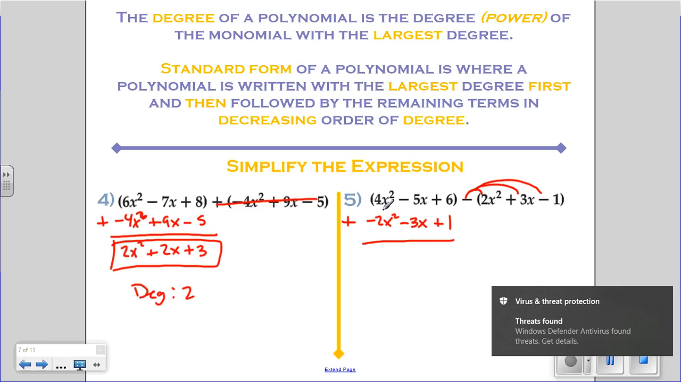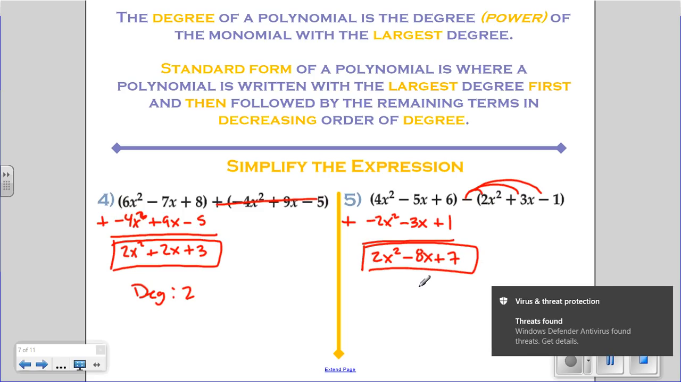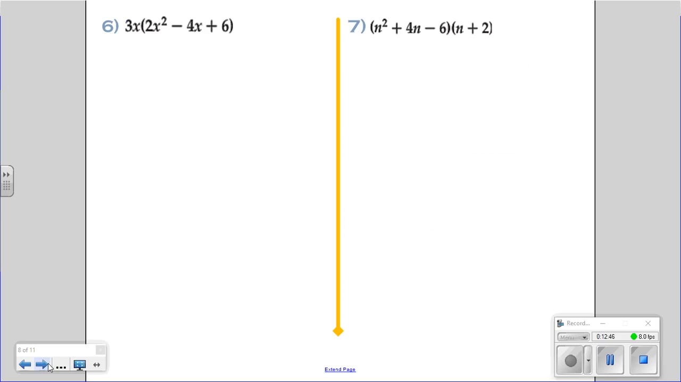Now let's combine our like terms. So 4 plus negative 2x is positive 2x squared. Negative 5x plus negative 3x is negative 8x. 6 plus 1 is 7. So this is the simplified version. And again, it's a degree 2 polynomial. So we've added, we've subtracted polynomials. Now we're going to multiply.